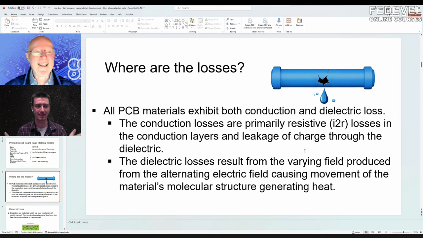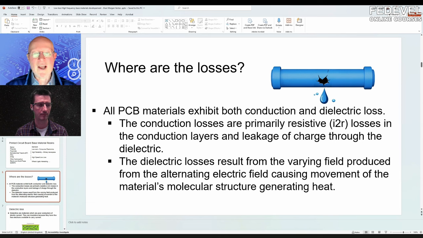Let's go back to losses, so everyone understands basically how these losses are happening. So I can explain a little bit about how it happened. There are two real losses in materials. One is the resistive I squared R losses that we're very familiar with, and here we try to reduce the current, of course, to reduce that. And these are in the conductor.